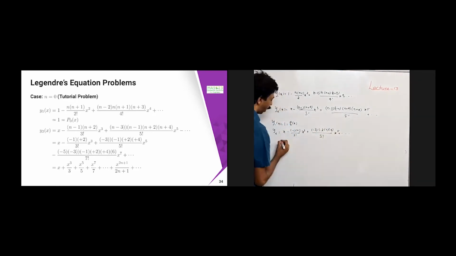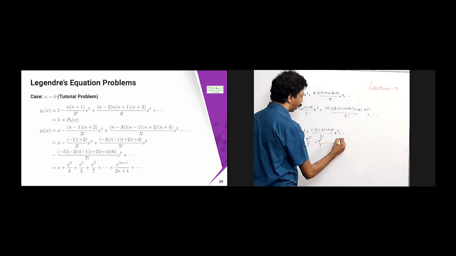So you can observe that this is x, 2 and 3 get cancelled, therefore you get plus x cube by 3, and minus minus plus comes, so this is going to become x power 5 by 5. Similarly you can observe that the next term, x power 7 by 7, is going to come, etc. Therefore it is going to become x power 2n plus 1 by 2n plus 1, etc.